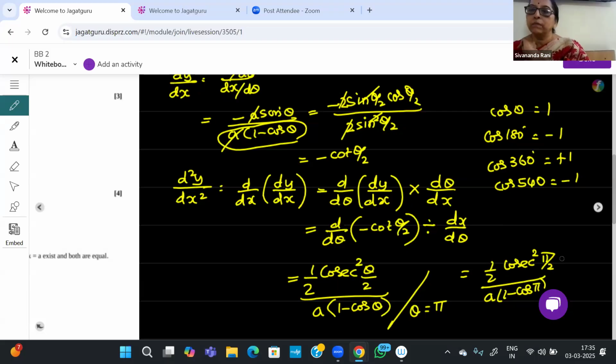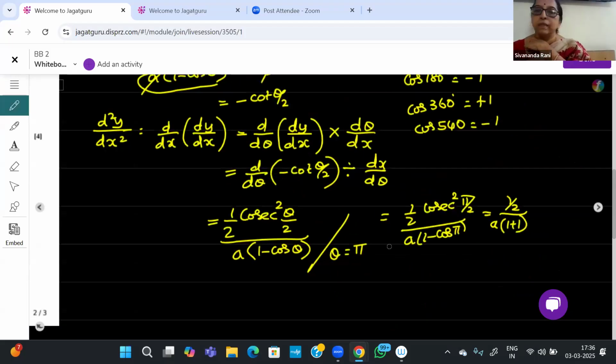So this will be cosecant square pi by 2, which is 1. So numerator is 1 half, and then denominator is a into 1 plus 1. So what is it? Many students will cancel this 2 and this 2, but you shouldn't do it. How many of you got 1 by 4a?